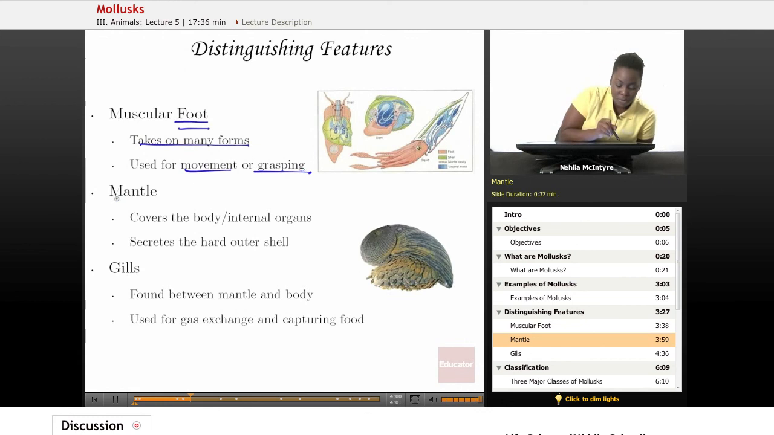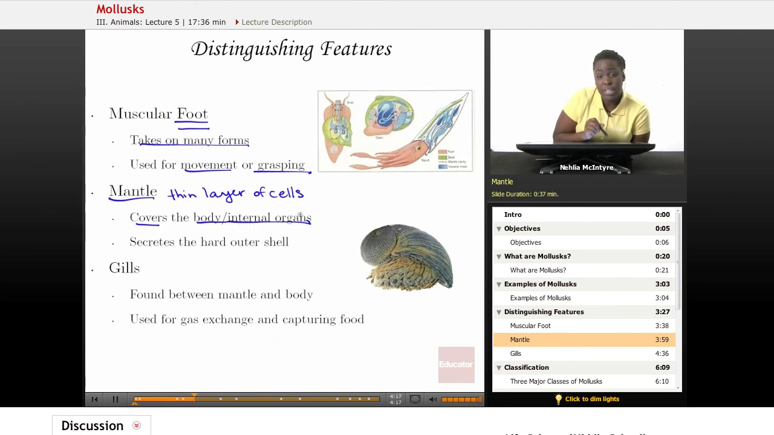Also, mollusks have what we call a mantle. A mantle is like a thin layer of cells. And this cell layer covers the body or the internal organs inside of that mollusk. So it's like a protective outer covering. The mantle also is able to secrete a special type of chemical that helps to form the outer shell of mollusks that have that particular structure.